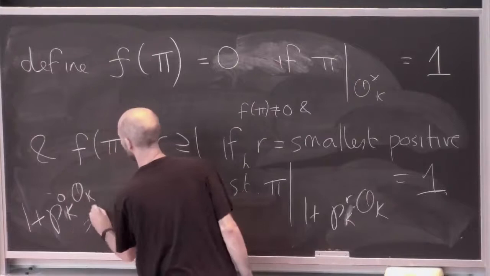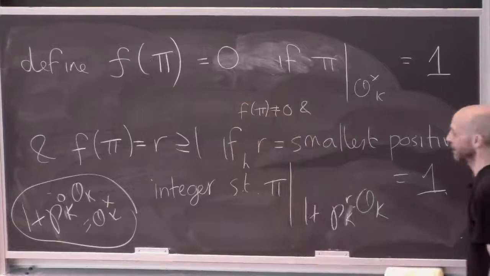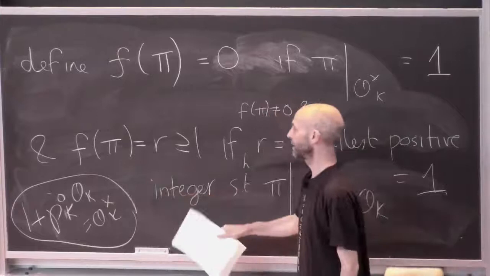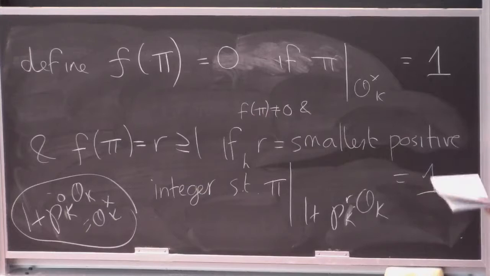You want that to be O_K star, right? I've never found a good way of making that mathematically rigorous, and what I've written is not true, because the left-hand side is O_K and the right-hand side is O_K star. But this is for notational convenience. If you had that, then I could just define f of pi to be the smallest r at least 0 with this property.